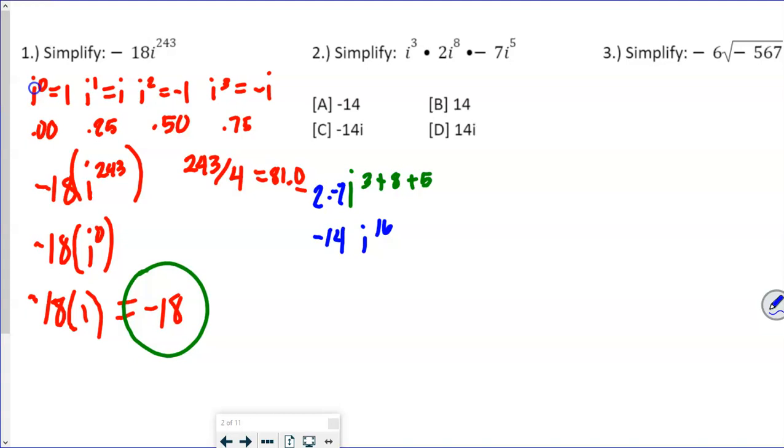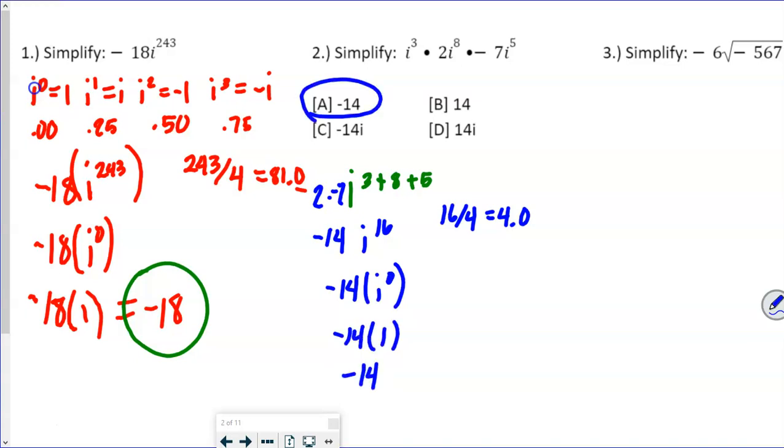So now we're going to do our 16 divided by 4 again. That's going to give us 4.0 again. So that's going to be negative 14 times i to the 0, which is negative 14 times 1. So our answer was negative 14, which was A.